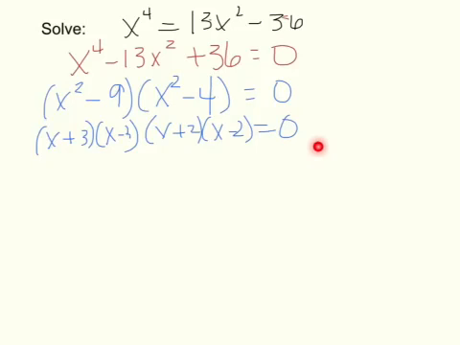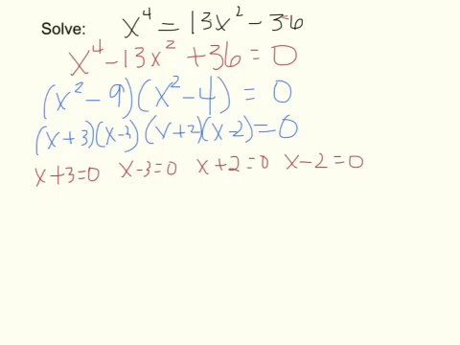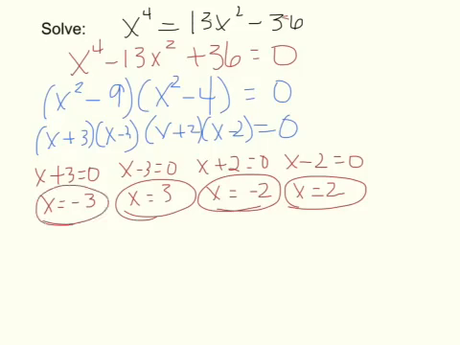Now the solving part is that we set each one equal to 0. So x plus 3 equals 0. x minus 3 equals 0. Each factor gets set equal to 0, and then you solve for x. So one of my x's is negative 3, the other one's positive 3, negative 2, and positive 2. So here are all my roots. I just solved this polynomial.